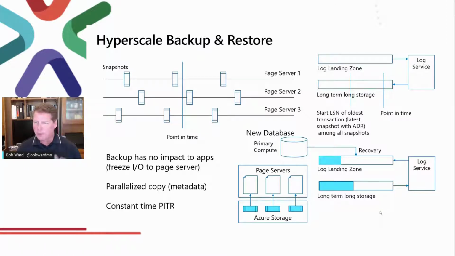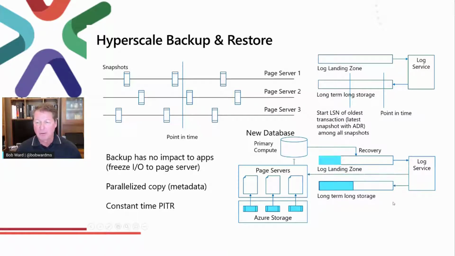And then when primary compute is up and running, it can run recovery on the long-term landing zone itself. Why is recovery faster? What if there are a bunch of inactive transactions that have not been rolled back? We can use accelerated database recovery, which makes undo recovery lightning speed. So the combination of snapshot backups and accelerated database recovery makes point-in-time restore ridiculously fast.